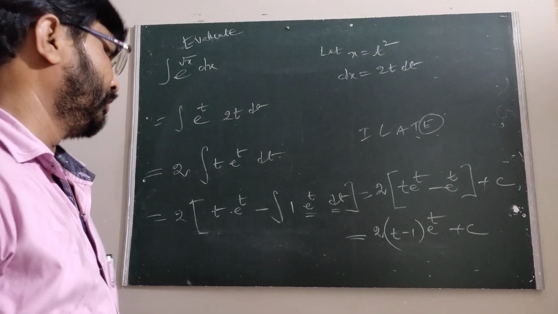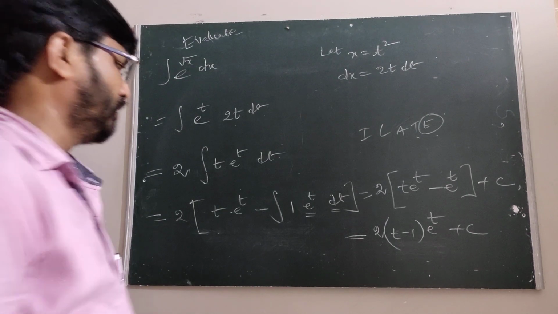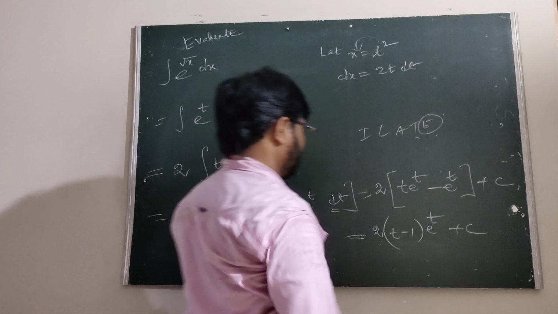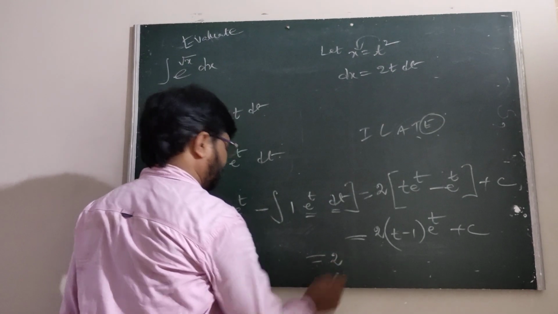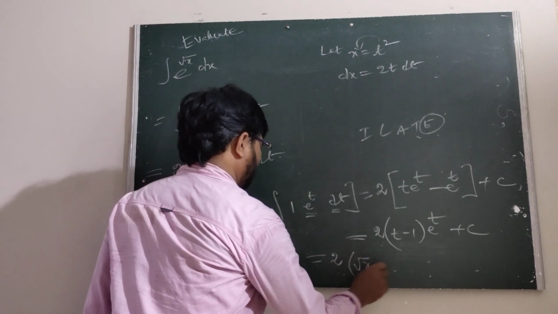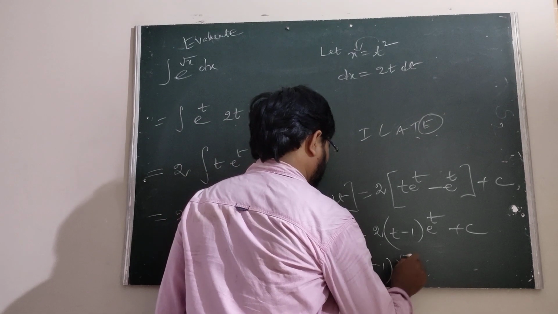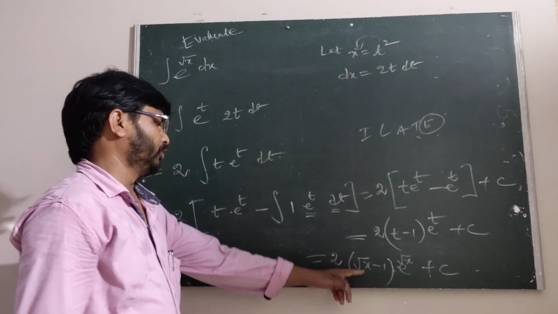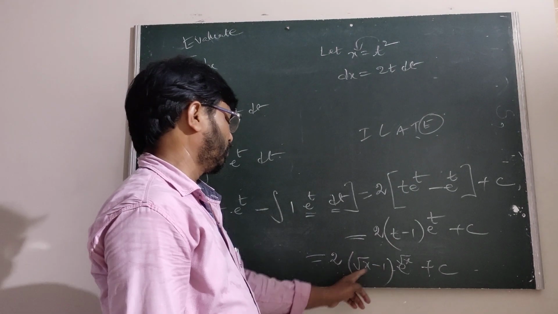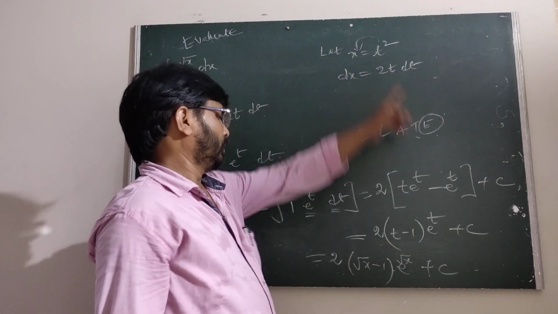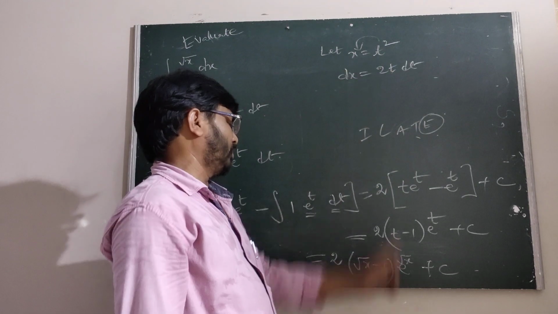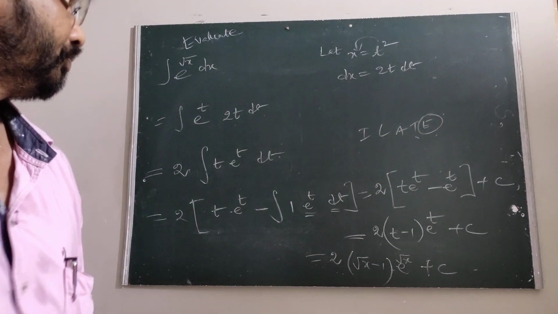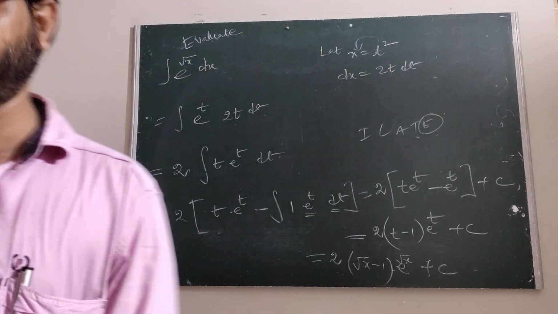Okay, now in 2 into t minus 1, the common term is e power t. What is t here? t is the root of x. We can write 2 into root of x minus 1 e power root x plus c is the answer. Is it okay? This is the second one.